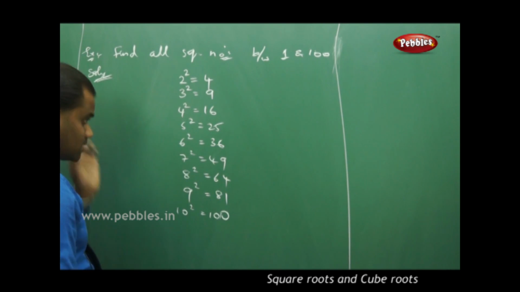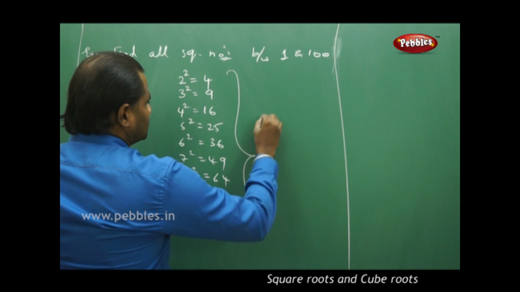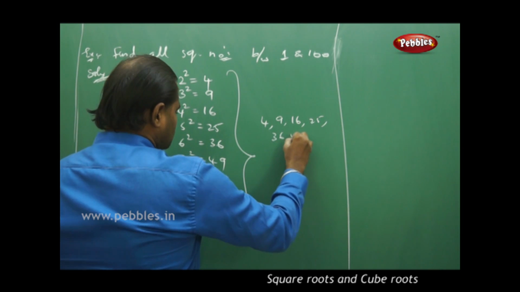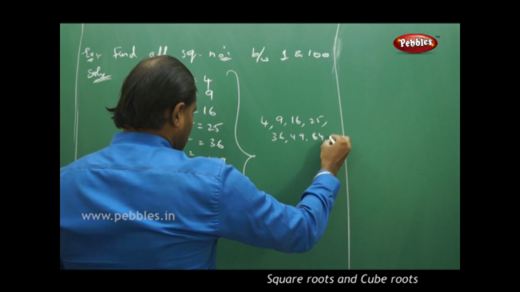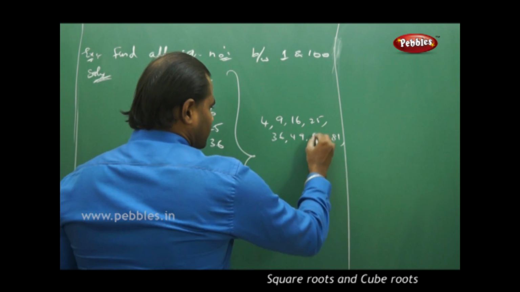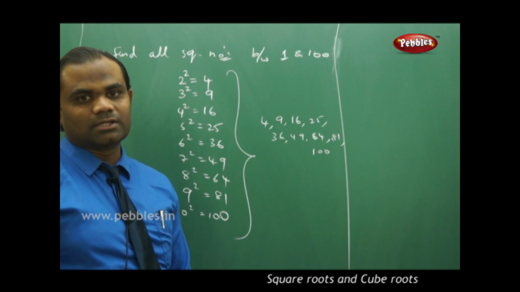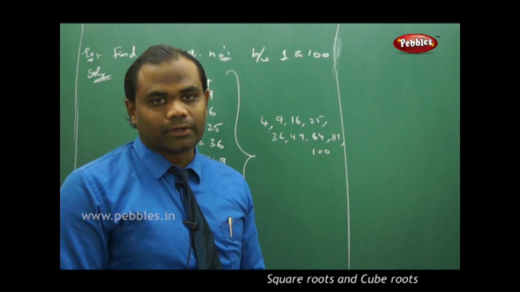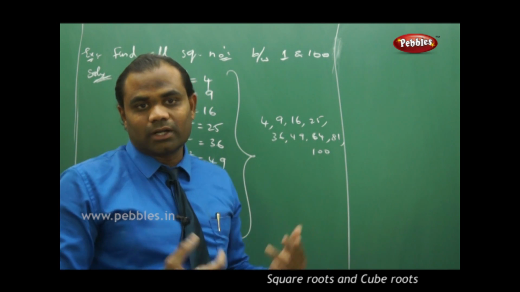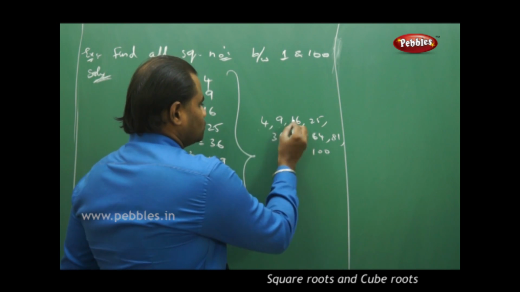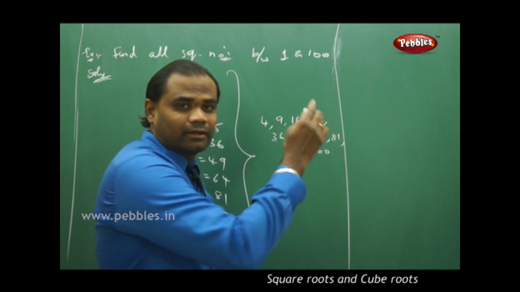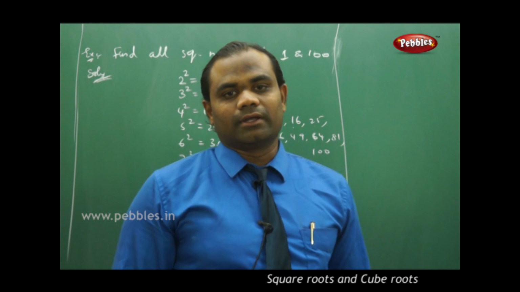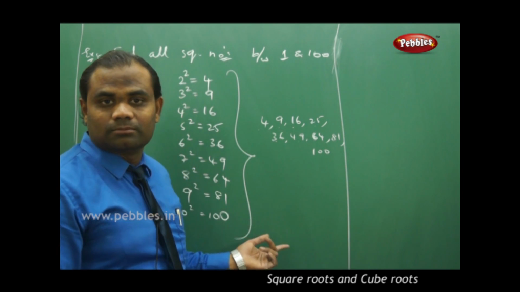So the square numbers here are identified to be 4, 9, 16, 25, 36, 49, 64, and 81. So these are the square numbers which are identified in case of the values between 1 and 100. So there are 8 square numbers between 1 and 100 in this example problem.